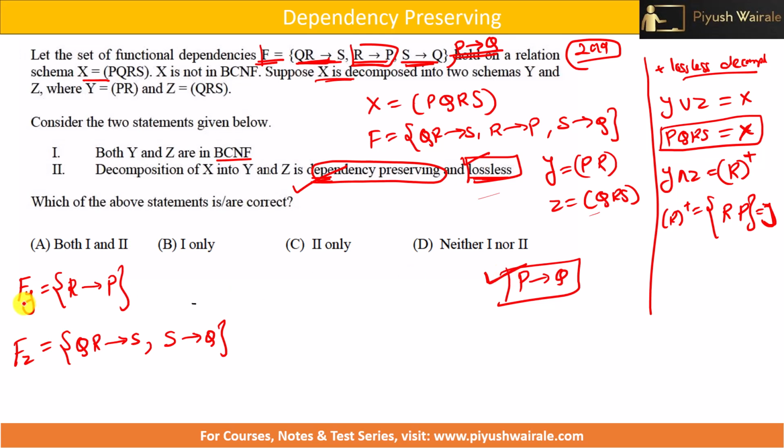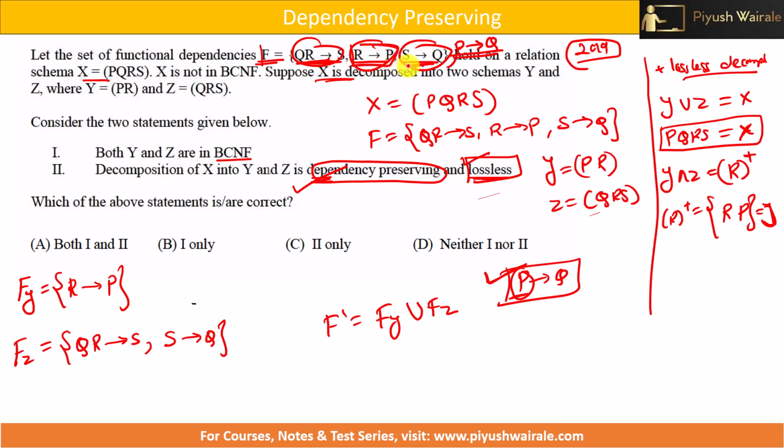First find out all the FDs applicable to Y and Z, that is FY and FZ. Then consider F dash equals FY union FZ, and then take the closure of the left hand side, that is P, based on F dash, and see whether we are getting Q in the closure or not. If we are getting Q in the closure of P based on F dash, then we can say it is dependency preserving. This dependency is preserved. But in this case, all dependencies are getting preserved in the relations themselves.